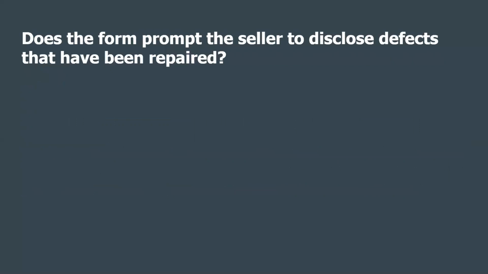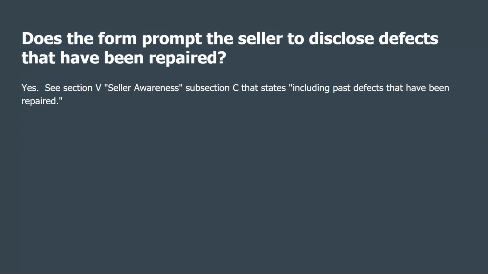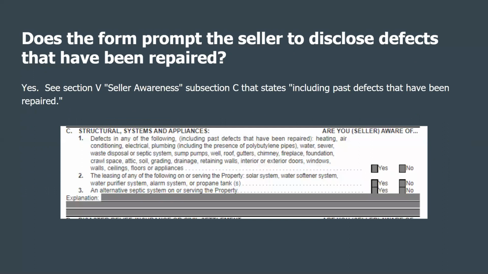Does the form prompt the seller to disclose defects that have been repaired? Yes, it does. See section V, seller awareness, subsection C that states, including past defects that have been repaired. So here we're looking at the SPQ, subsection C of section V. And you will see it asks, are you, the seller, aware of? And then number 1, any defects in any of the following, and it lists them out.